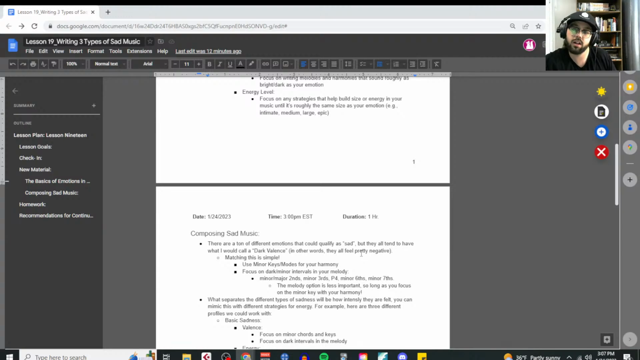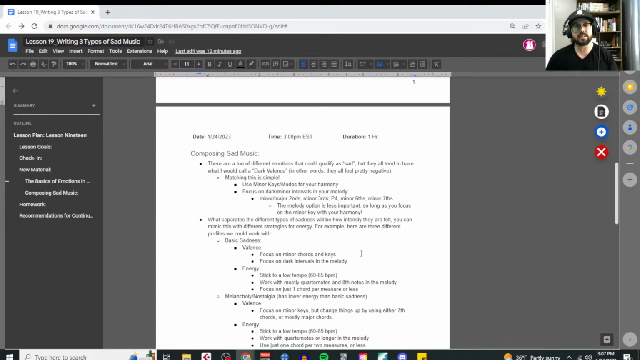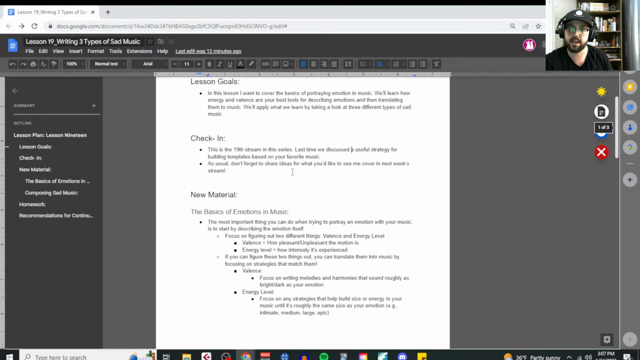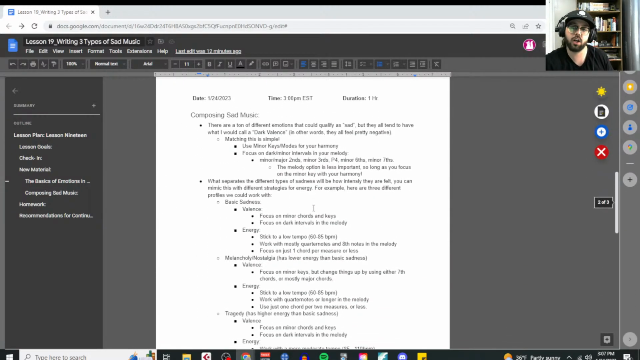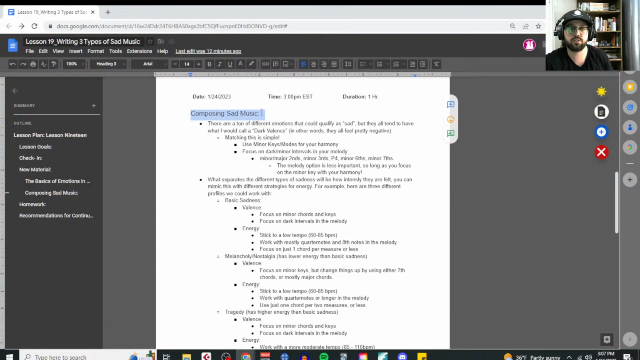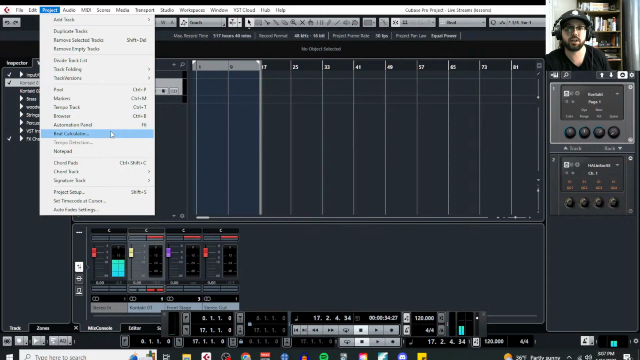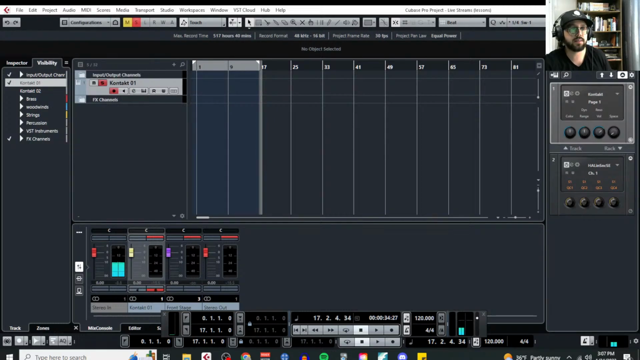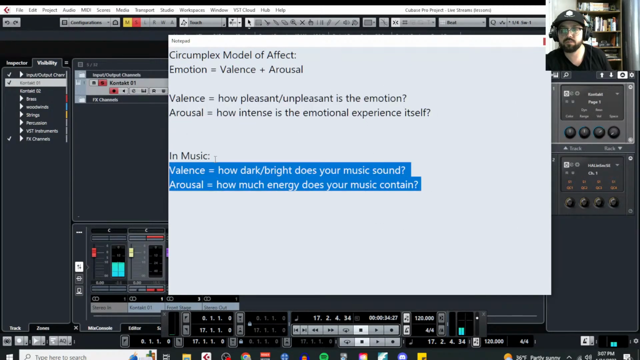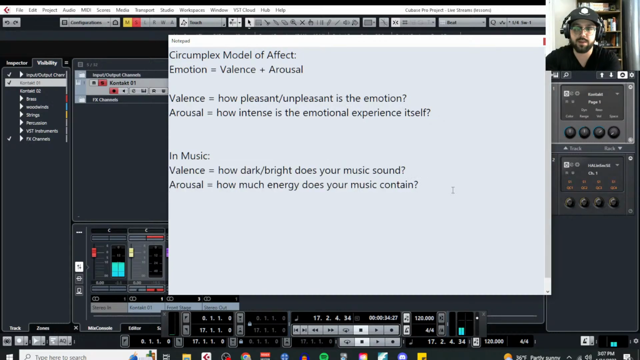So the idea is if we want to portray sad music, you're going to find the notes here as well. I've got the notes. You can follow along if you'd like to. We're going to start talking about how this strategy can be applied to sad music. And the basic idea here is fairly simple. If we keep this in mind, we'll start by describing sadness.